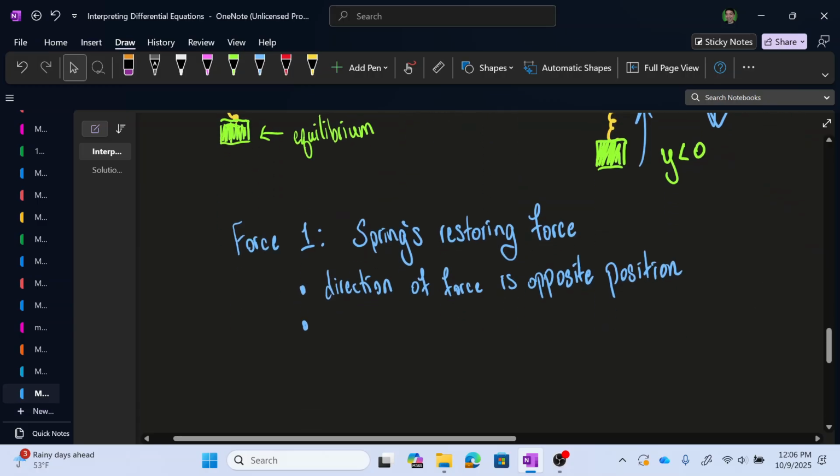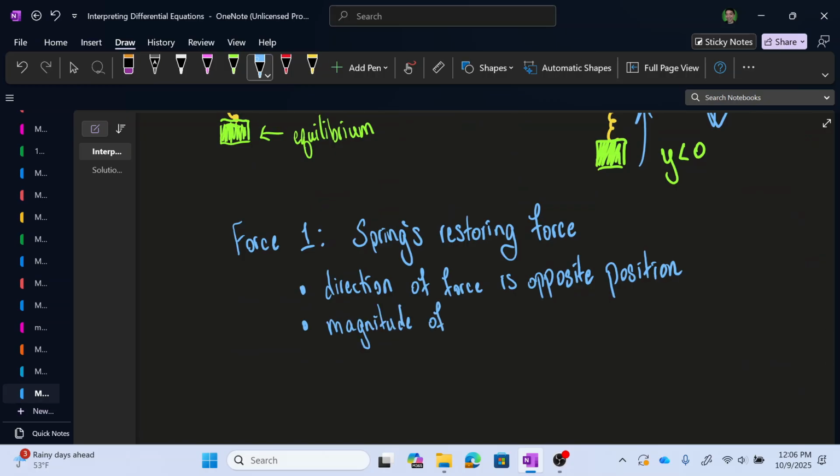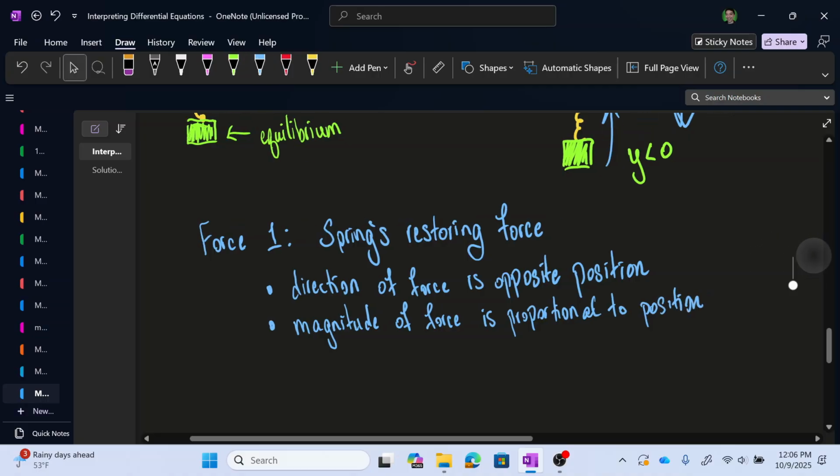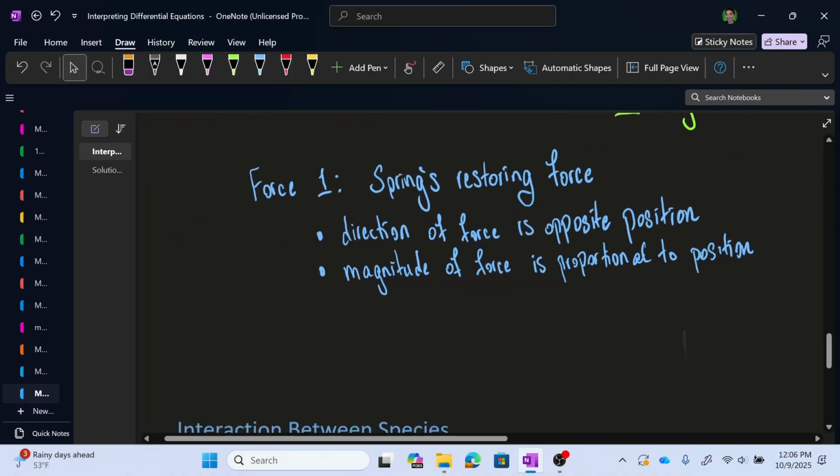So I will note that as well. The magnitude of the restoring force is proportional to the position. The further from equilibrium you go, the stronger the restoring force will become.